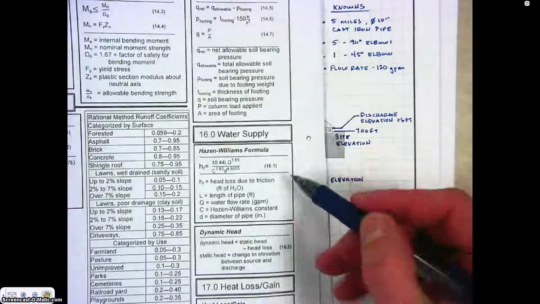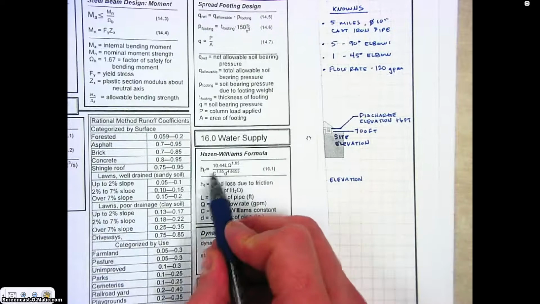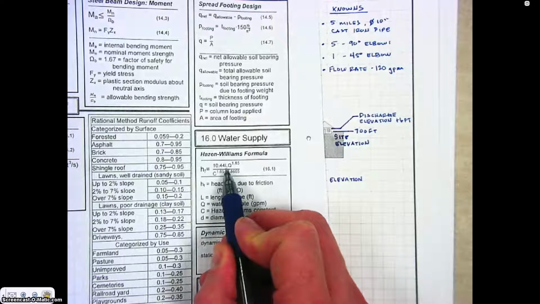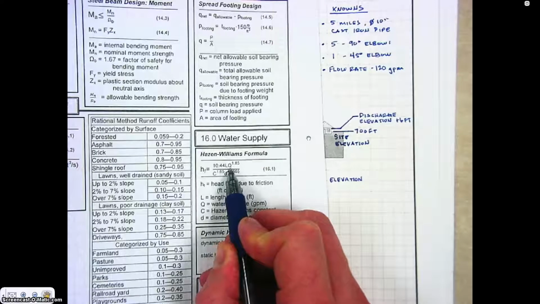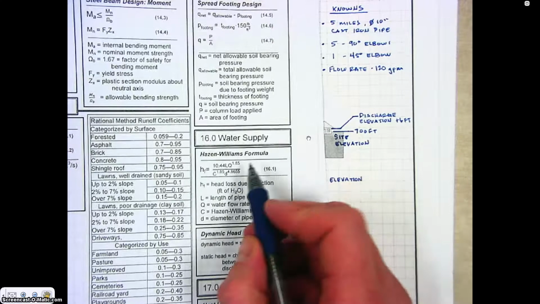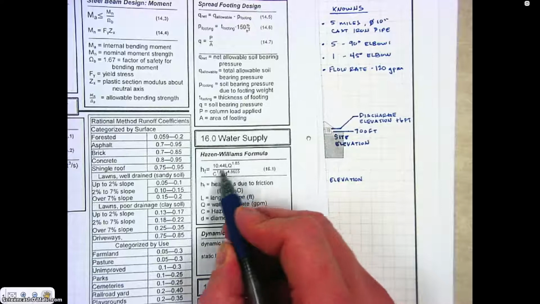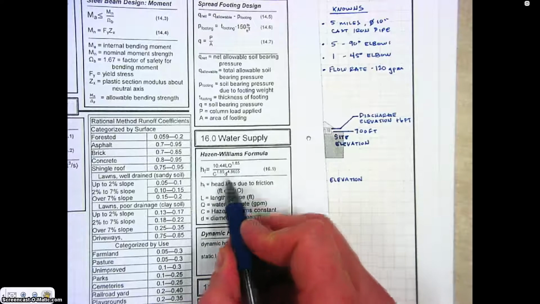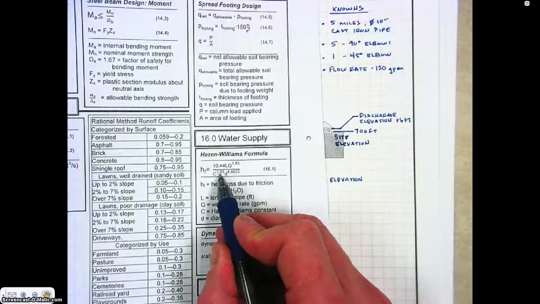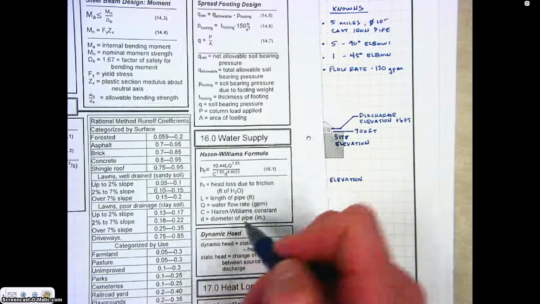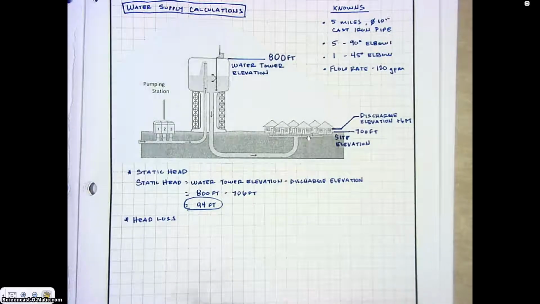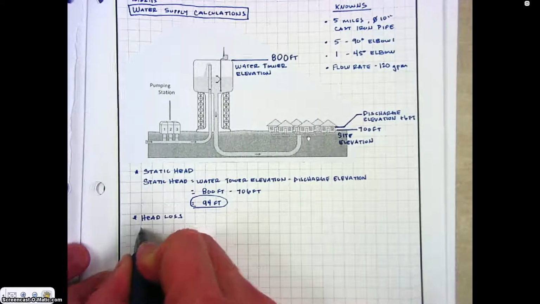So in your water supply formulas, head loss is equal to 10.44 times the length of pipe in feet times the flow rate to the 1.85 power, divided by the Hazen-Williams constant, which we'll talk more about later, to the 1.85 power times the diameter of the pipe to the 4.8655 power.